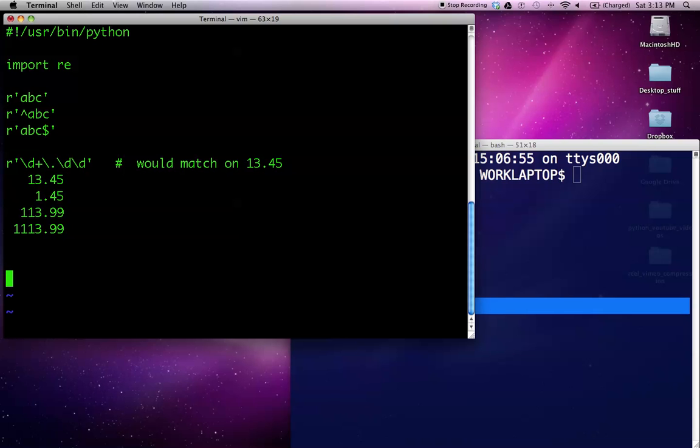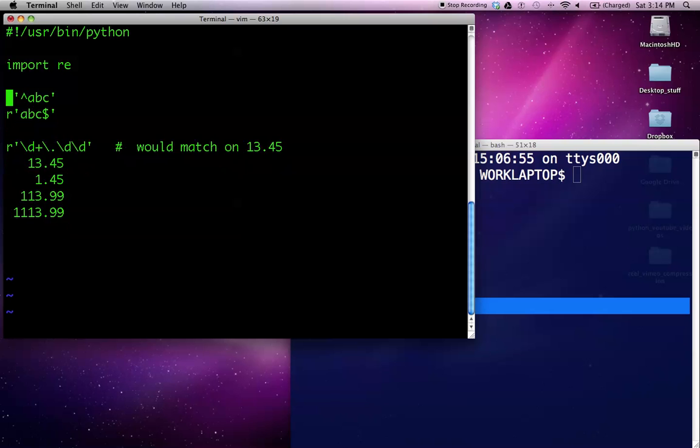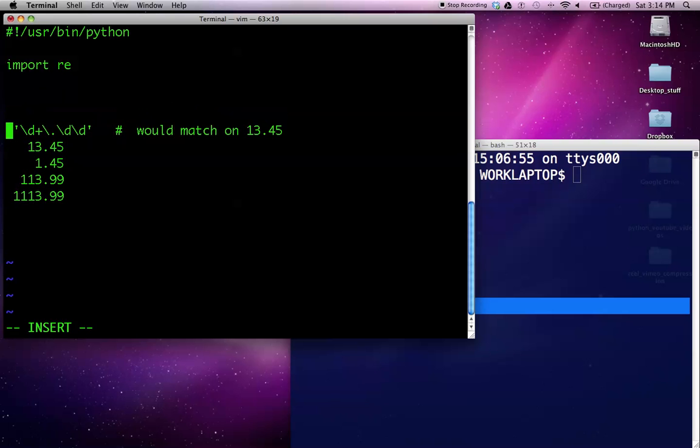Now this particular pattern string, that is a regular expression pattern, will match on any of 13.45, 1.45, 113.99, 1113.99. Now I've obliterated it, and it would be easy enough to recreate, but I don't have my test program in front of me. I just have the strings. But we can do this easily enough.